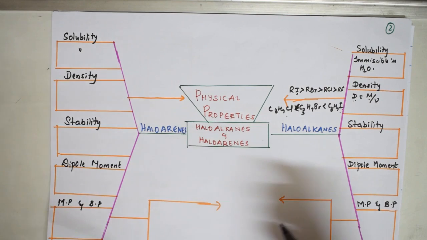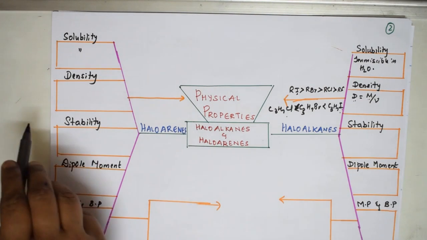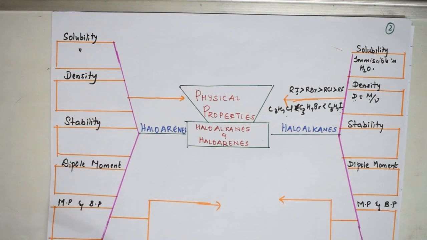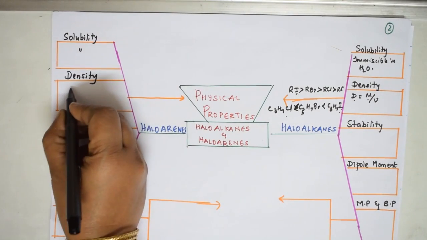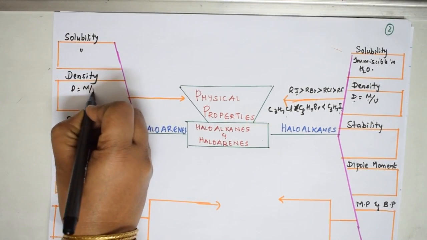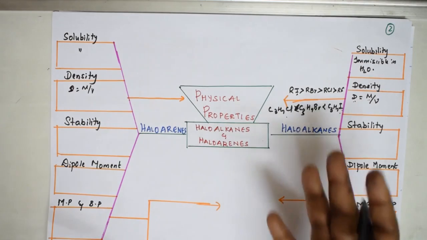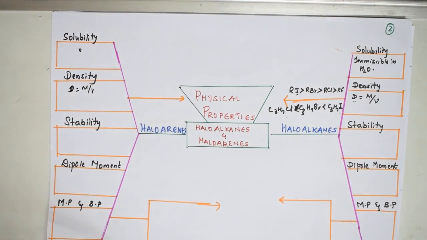Now the next important thing. Here you need to remember one more concept. In the case of haloarenes also it is the same thing: density is equal to mass by volume. So you can pick up the trend as I have given in terms of haloarenes also.